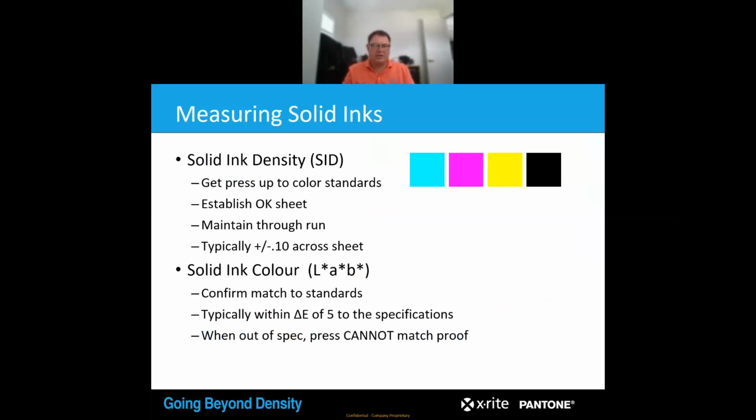Okay. So measuring your solid ink densities is one thing. Solid ink density is process control. It allows you to control your press and make adjustments to your press. It doesn't tell you whether the product is actually the correct color. Okay. It can also tell you whether or not the press has picked up contamination.